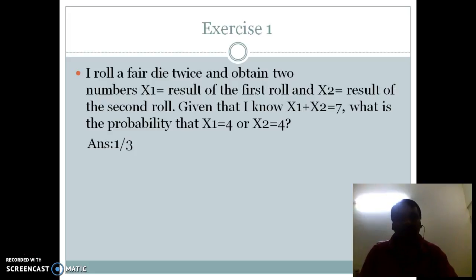Please carry out this exercise and submit this to my table. I roll a fair die twice and obtain two numbers. X1 is equal to the result of the first roll and X2 is equal to the result of the second roll. Given that I know X1 plus X2 is equal to 7, what is the probability that X1 is equal to 4 or X2 is equal to 4? Please verify your answer to be 1 by 3.